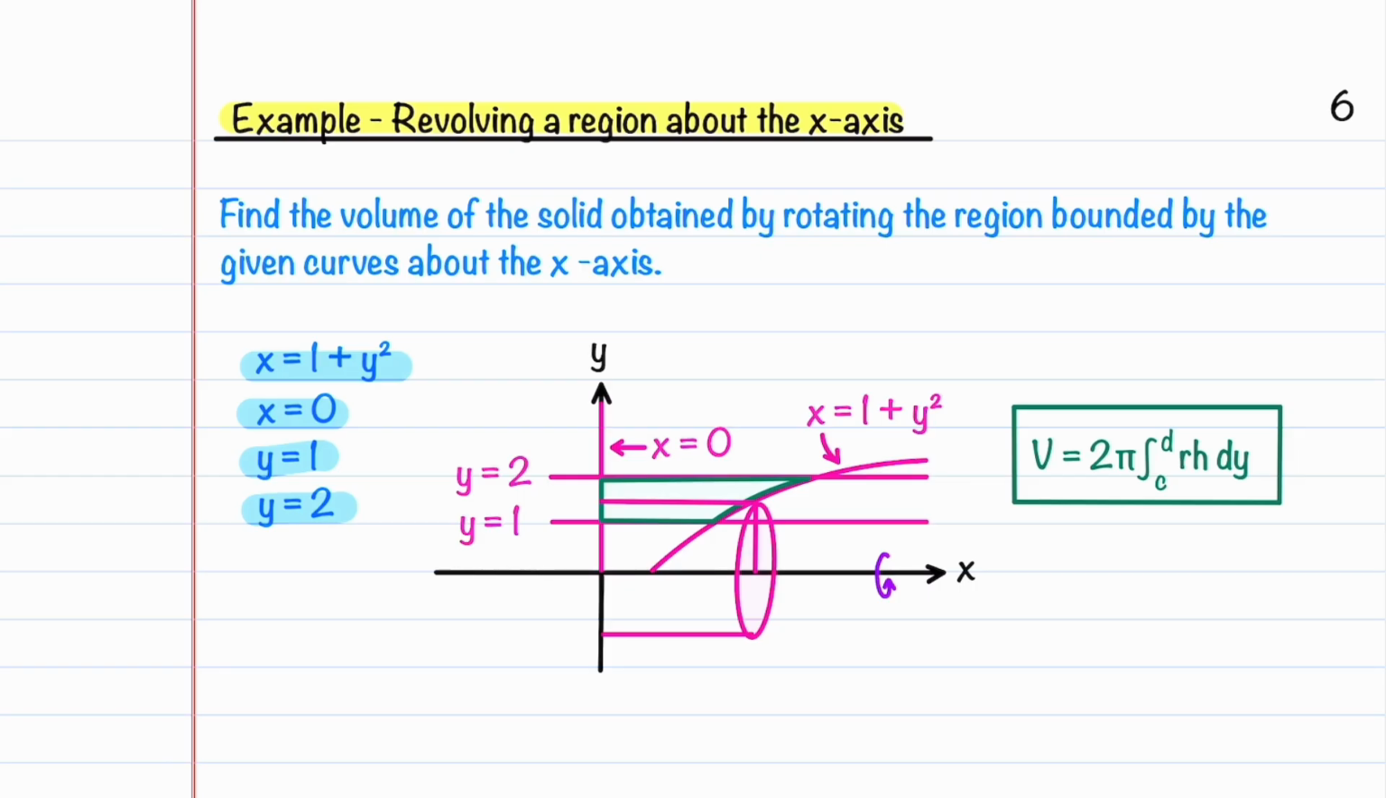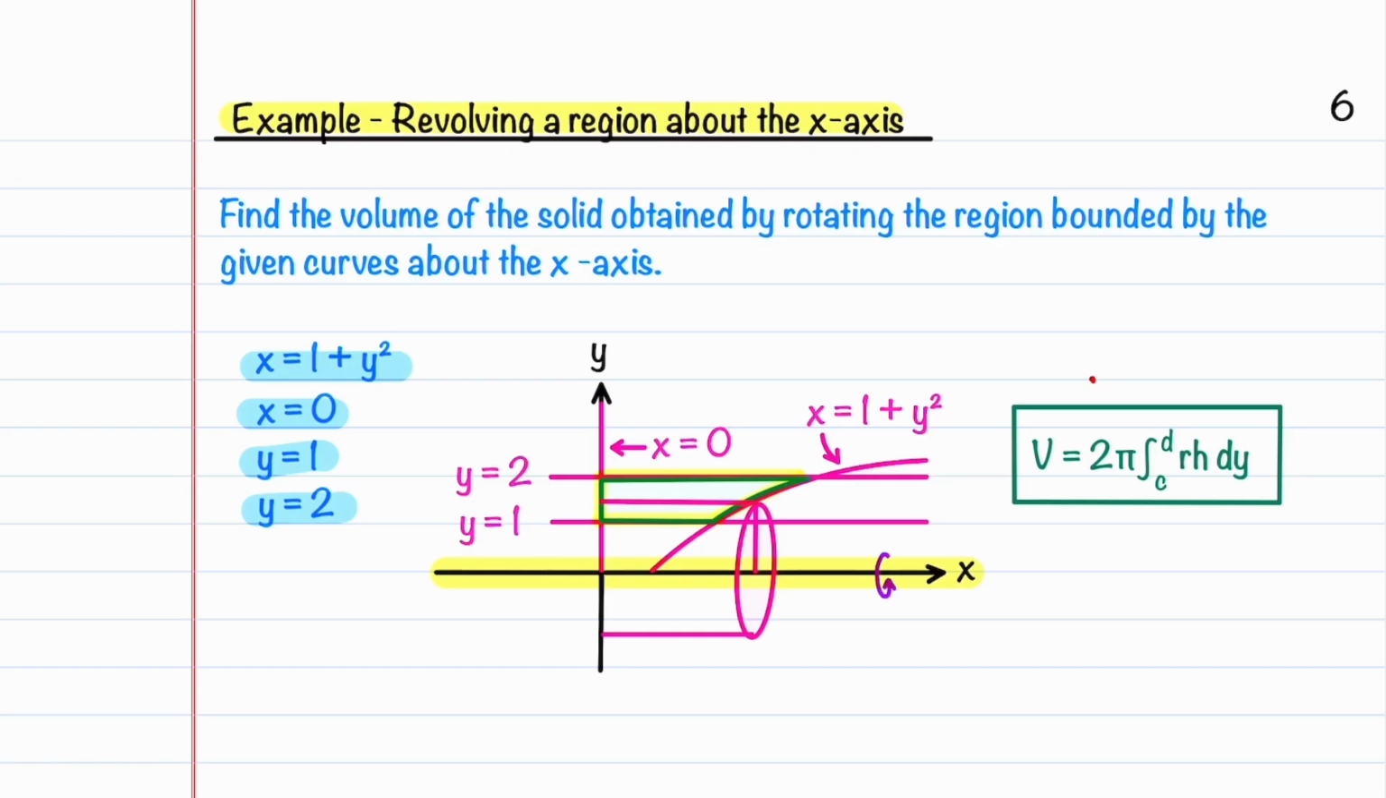The first thing that you want to do when you're solving this type of problem is to graph these curves. I've already done that to make things easier. Here's the curve x equals 1 plus y squared. Here's the line y equals 2. Here's the line x equals 0. And here's the line y equals 1. So the region that we're going to be revolving is the region that is enclosed by that curve and those three lines. We're going to be rotating this region about the x-axis, and we're going to use cylindrical shells.